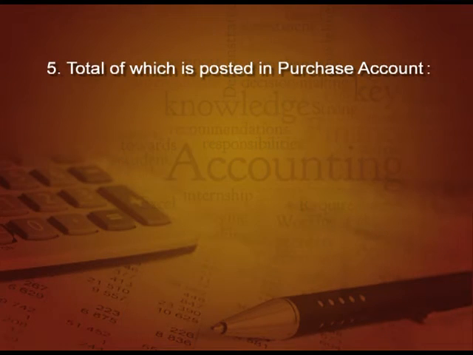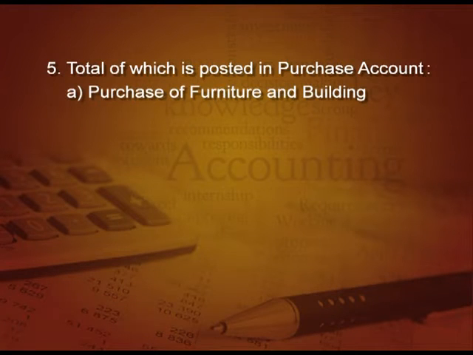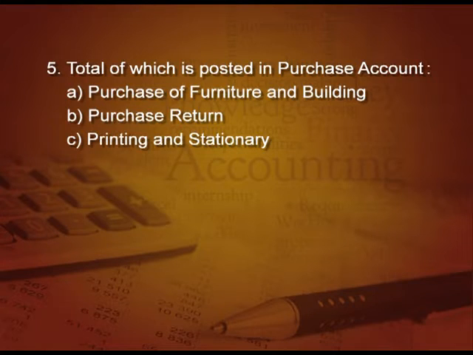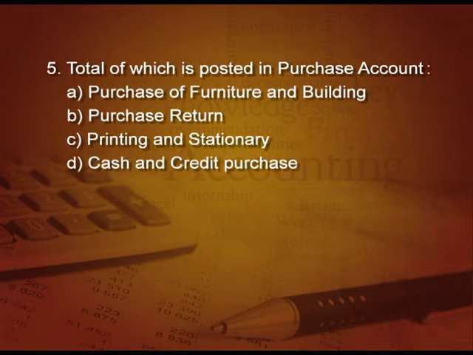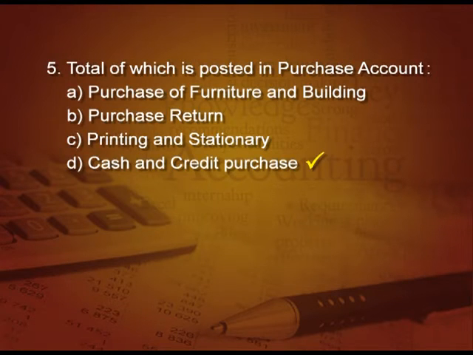Let us see the next one. Total of which is posted in the purchase account. First option is purchase of furniture and building. Second option, purchase return. Third option, printing and stationery. And fourth option is cash and credit purchase. Yes, the last one was the right one, because all the cash and credit purchases will go to purchase account periodically, say after 15 days or a month, whatever the situation is.